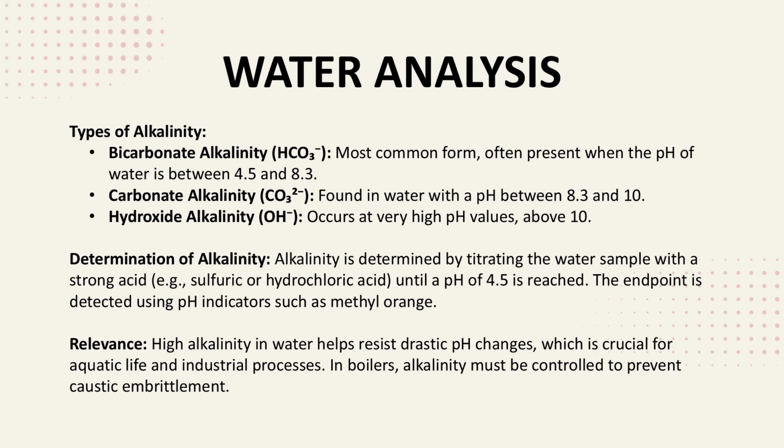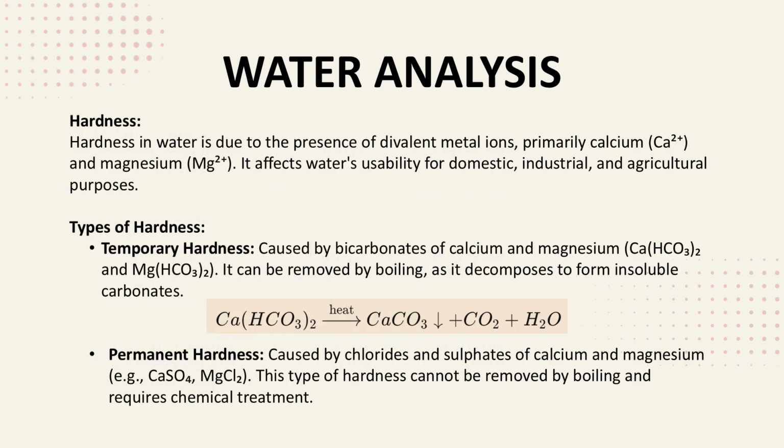High alkalinity in water can be beneficial as it helps resist pH changes, which is crucial in various industrial applications, including boiler systems. However, it needs to be controlled in specific contexts to prevent corrosion. Now, let's turn to water hardness, a common issue in water chemistry. Hardness is caused by the presence of calcium and magnesium ions, which affect water's suitability for domestic and industrial use.